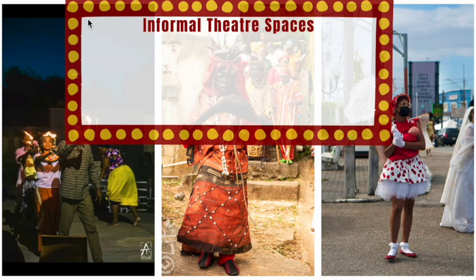So as we would have defined in the previous sessions, formal theater spaces are purpose-built. So that means that they are designed with performances in mind. They may have a stage, they may have lighting and sound fixtures, an area for the audience to sit, they may be adaptable spaces, but they are particularly designed for performances.